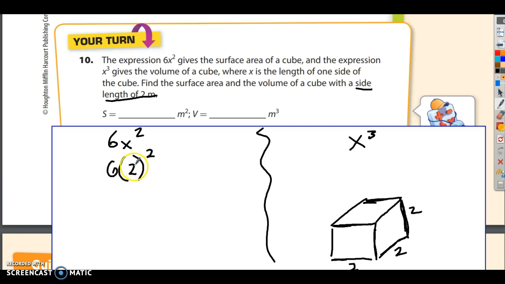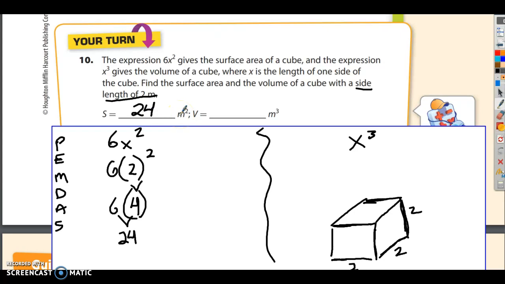Some kids would do 6 times 2 first, but let me ask you this. Here's the order of operations, PEMDAS. In the order of operations, should we multiply first, 6 times 2, or should we do the exponent first? Well, check it out. Exponent comes before multiply. So the first thing I have to do is 2 squared, and then I'll multiply by 6 at the end. 2 squared means 2 times 2, which is 4. And now I have 6 times 4, which is 24. The answer to this one is 24 square meters.